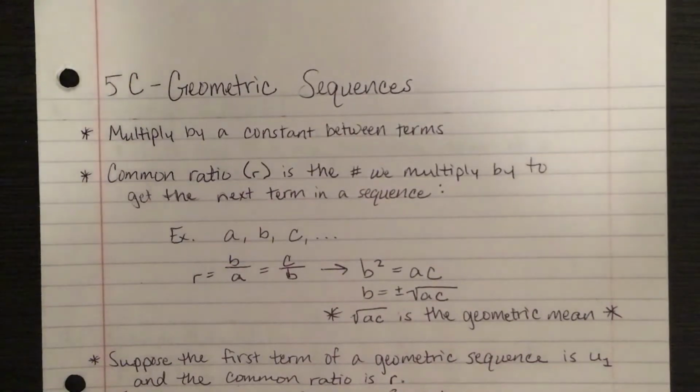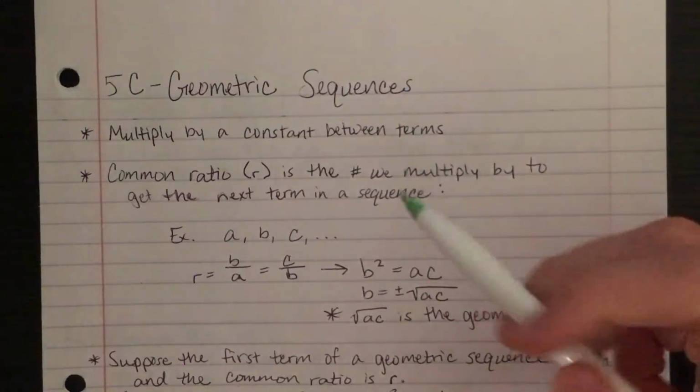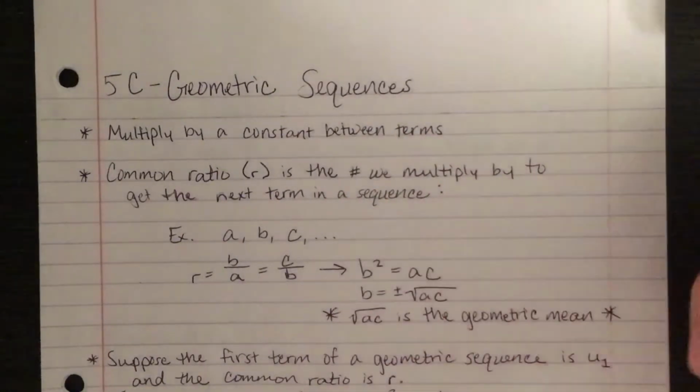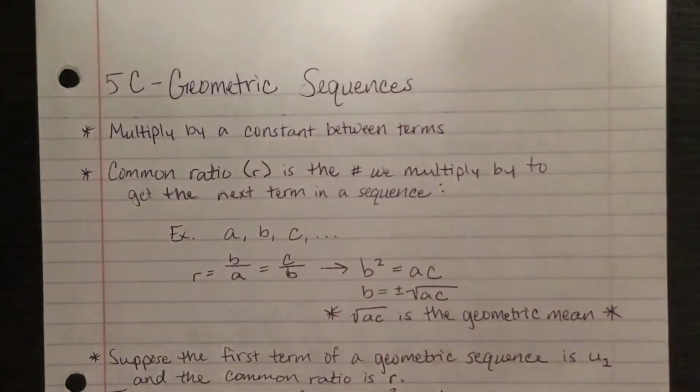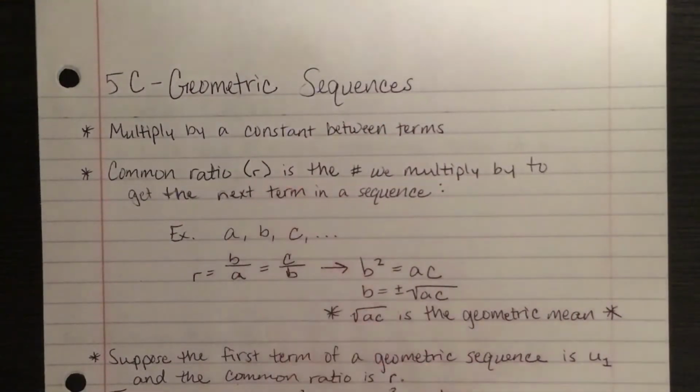So you can multiply it, or if you want to think of multiplying with a fraction as division, you can do that as well. Instead of a common difference, we have what's called a common ratio. We denote this with the variable r, and this is the number that we multiply by to get to the number in the next term.